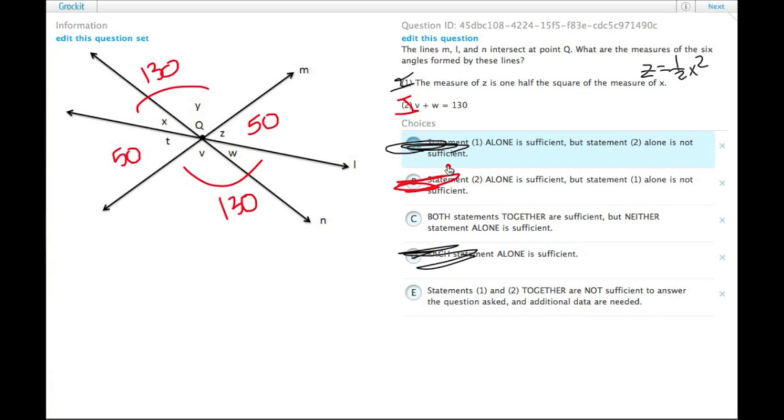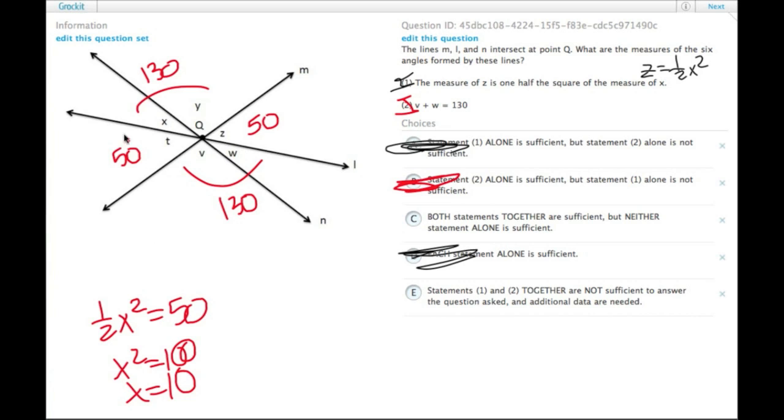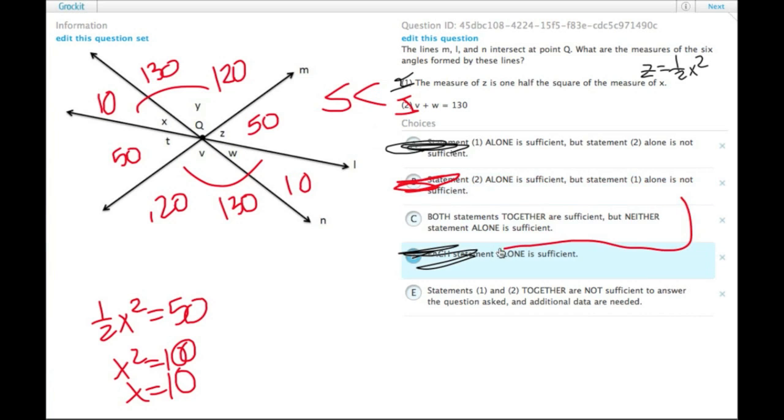Together, we actually can do a little bit more. So if Z equals 1/2 X squared, we know that 1/2 X squared equals 50. X squared equals 100. Therefore, X equals 10. And so then these angles are 10 and 120, and then 10 and 120. So we could solve in conjunction there. The two statements together get us what we need.